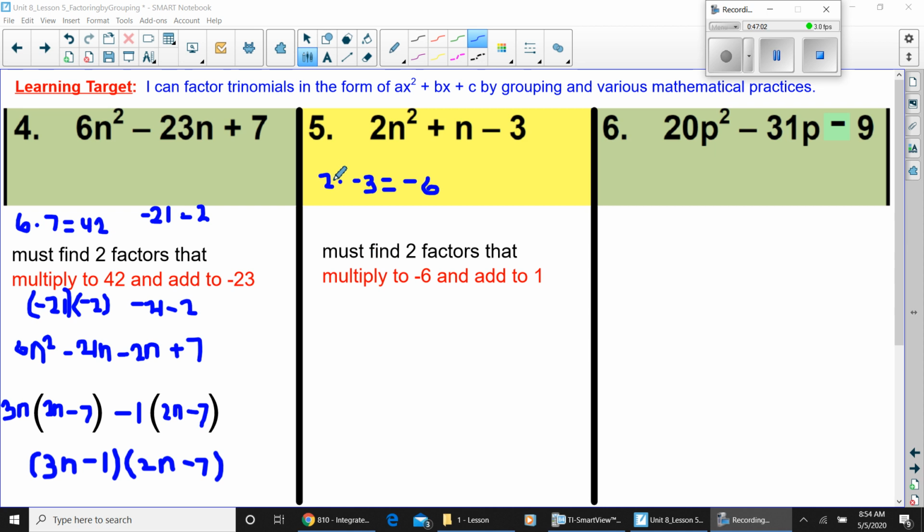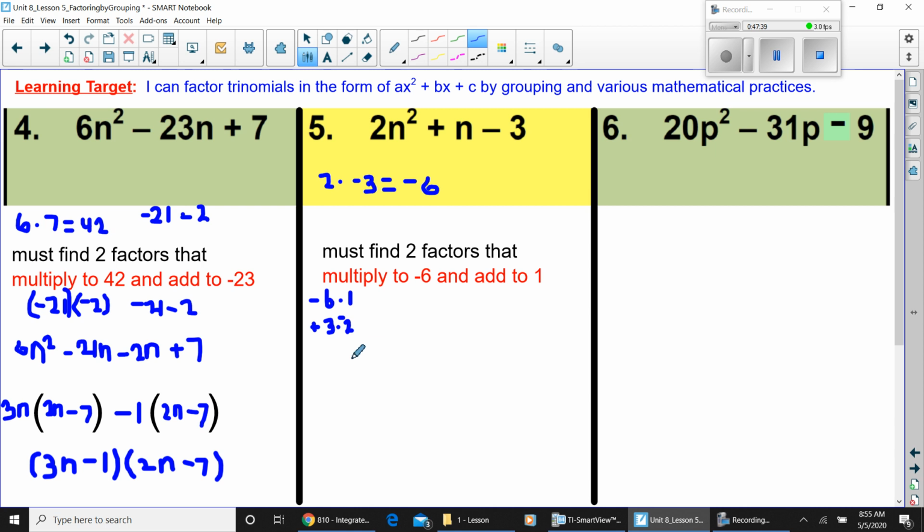You have to find two factors. 2 times negative 3 is negative 6. So you have to find two factors that multiply to negative 6 and that add to 1. So I'm just going to take negative 6 times 1, negative 3 times 2 can add to 1. But this has to be a positive and this has to be a negative for that to happen. So positive 3 times negative 2 equals negative 6, and 3 minus 2 equals 1. So there are my factors.